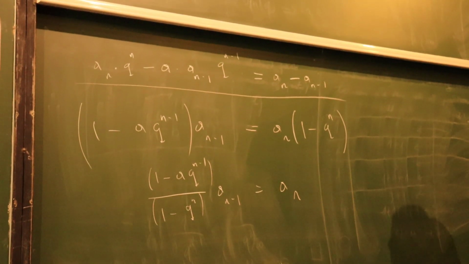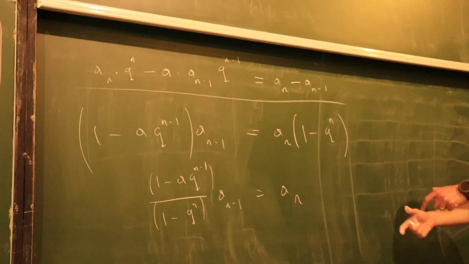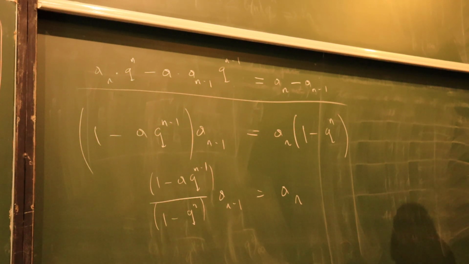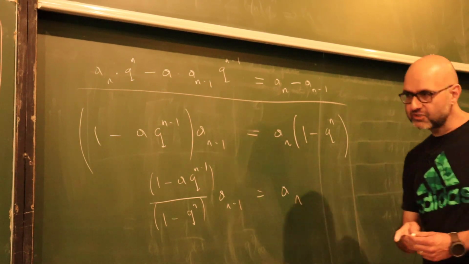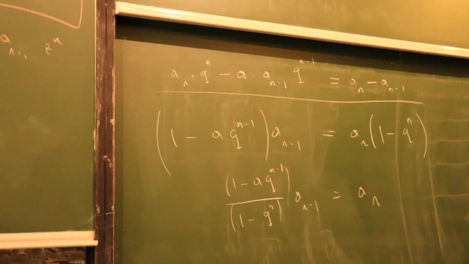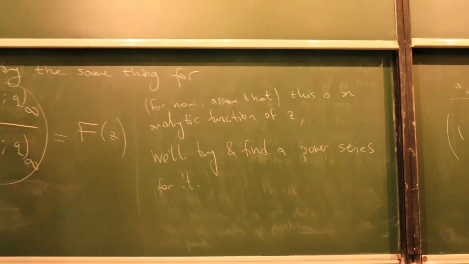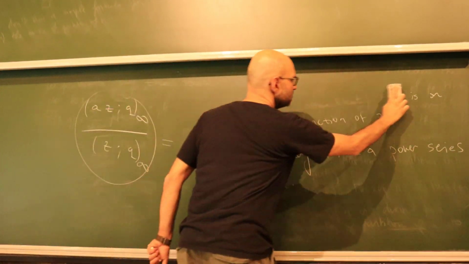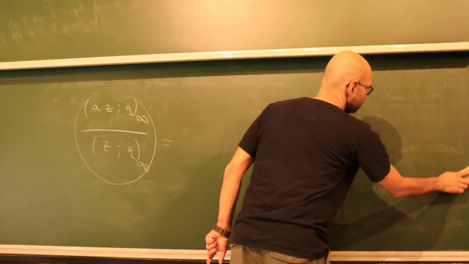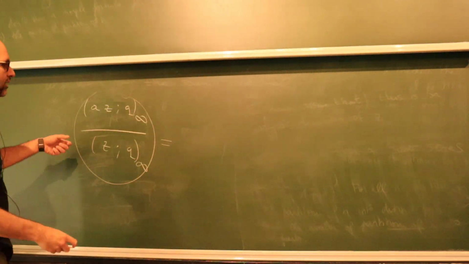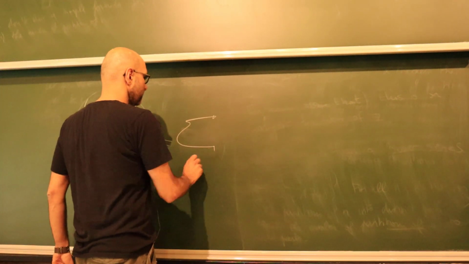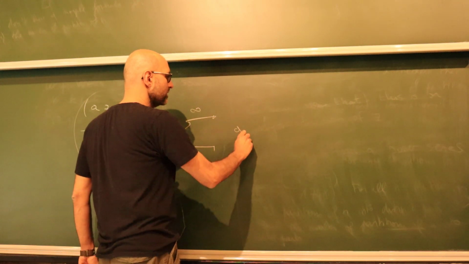Now we can rewrite this with n replaced by n minus 1 on the next line, n replaced by n minus 2 on the next line, and so on. We can multiply side by side, which amounts to using this recurrence against itself to find the infinite product. The ratio of infinite products we started with.